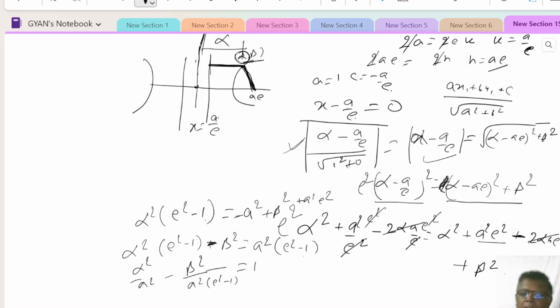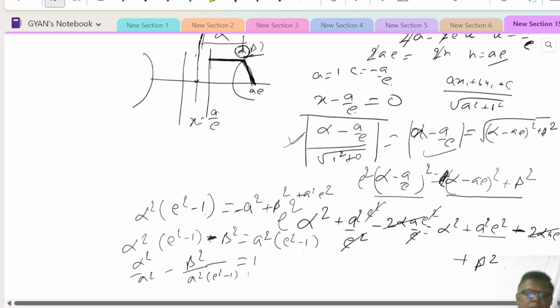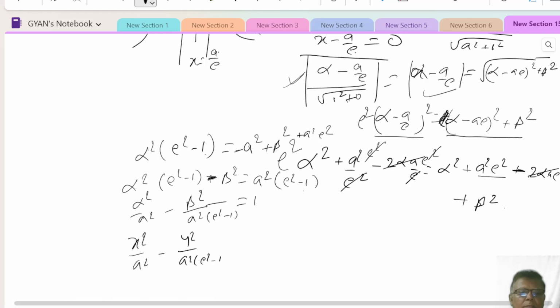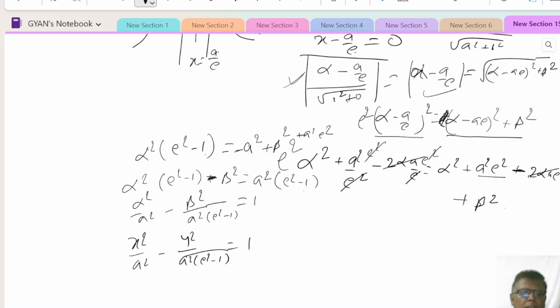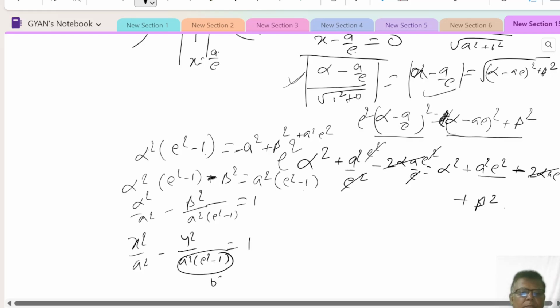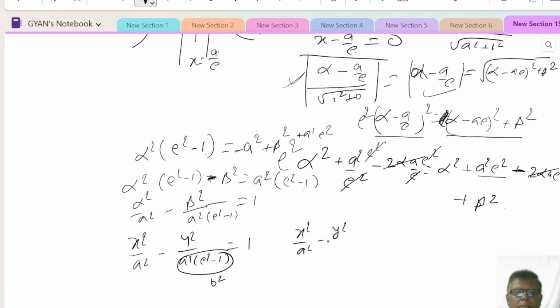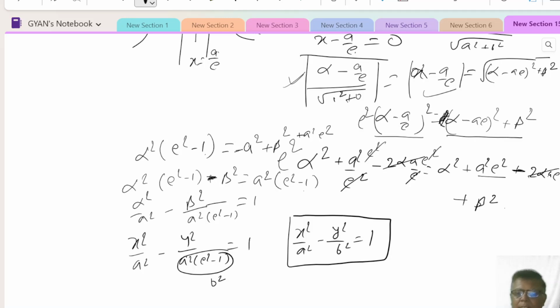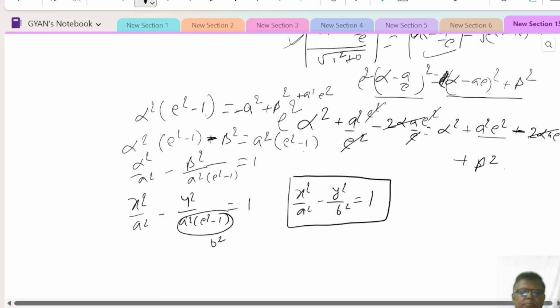Now replace alpha beta by x and y. For finding the locus equation, we know that we have to do this. So this is x square by a square minus y square by a square e square minus 1 equal to 1, and this is equal to b square. So x square by a square minus y square by b square is equal to 1. This is the equation. So now summarize once again.